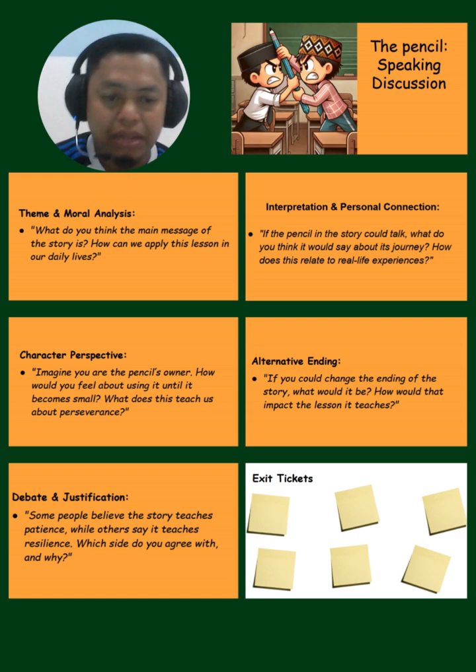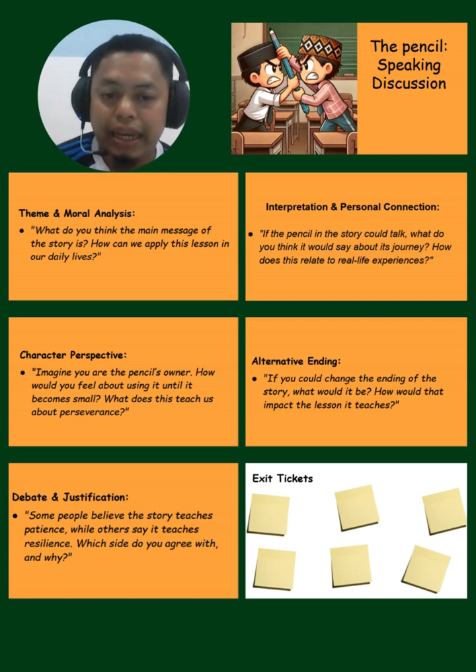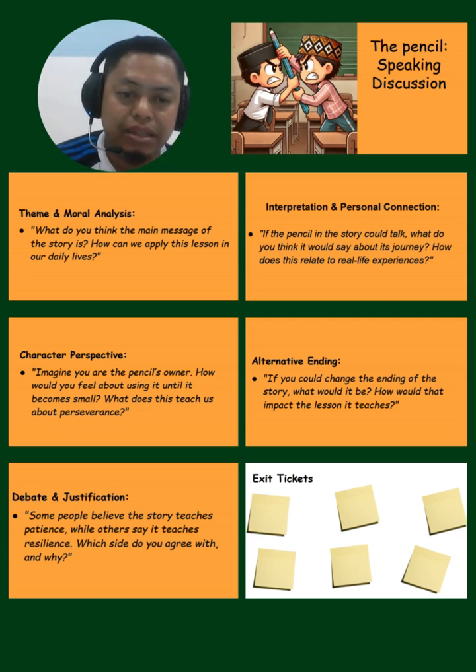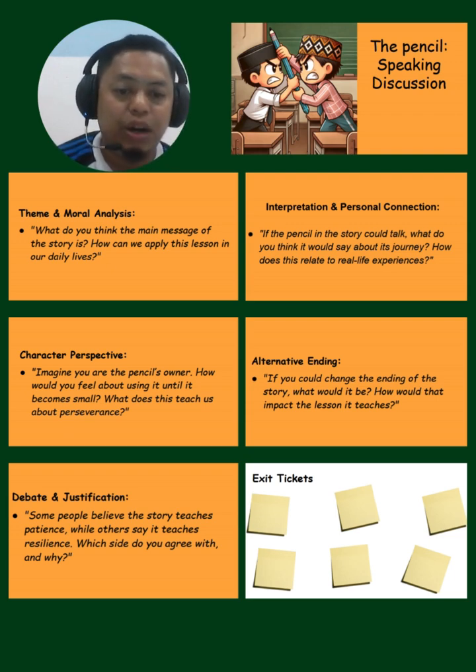So they are given a choice to create a different ending for the story and analyze how it would change the lesson. On this stage, they will spark creativity and discussion among them. And for the fifth slide, it's about suggesting a debate, and they need to provide a justification for that. So students discuss whether the story teaches patience or resilience, choosing a side and justifying their opinions.